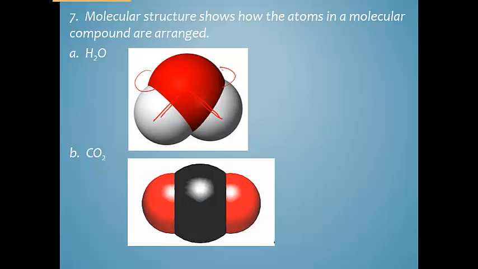Carbon dioxide is more linear, where the atoms kind of go in a straight row across with carbon in the middle and then the 2 oxygens, one on either side.